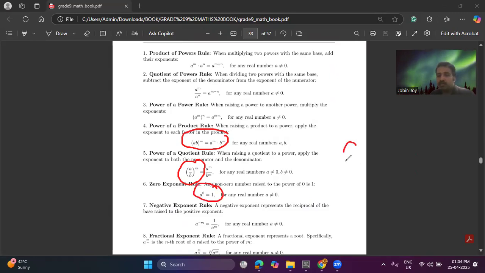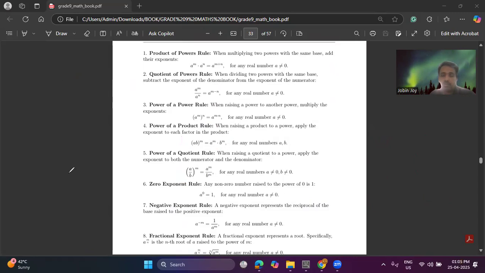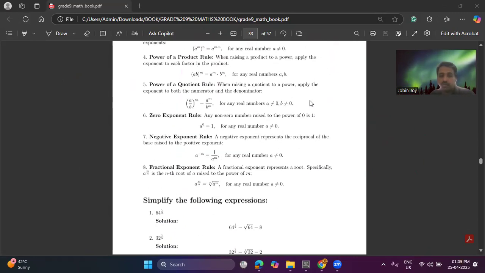Any number raised to 0 is equal to 1. So for example, 13 raised to 0 is equal to 1. 100 raised to 0 is equal to 1. Any number raised to 0 is equal to 1.